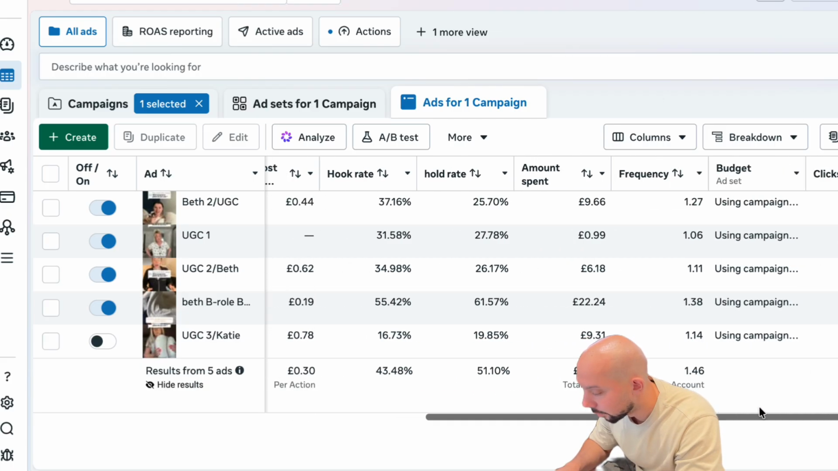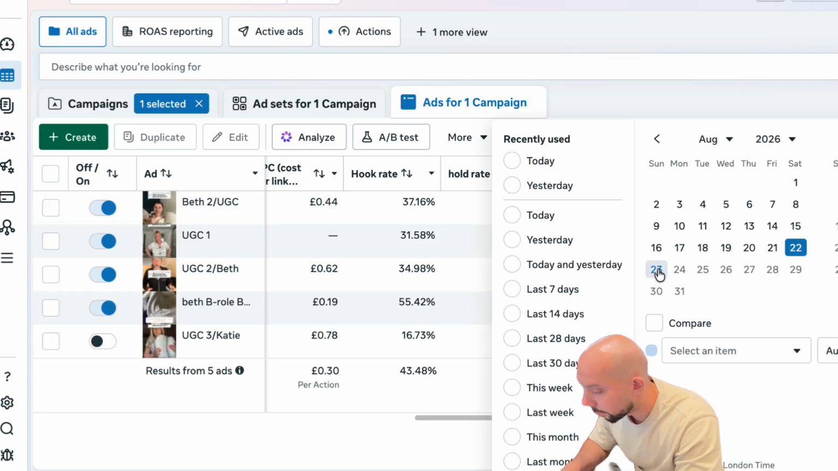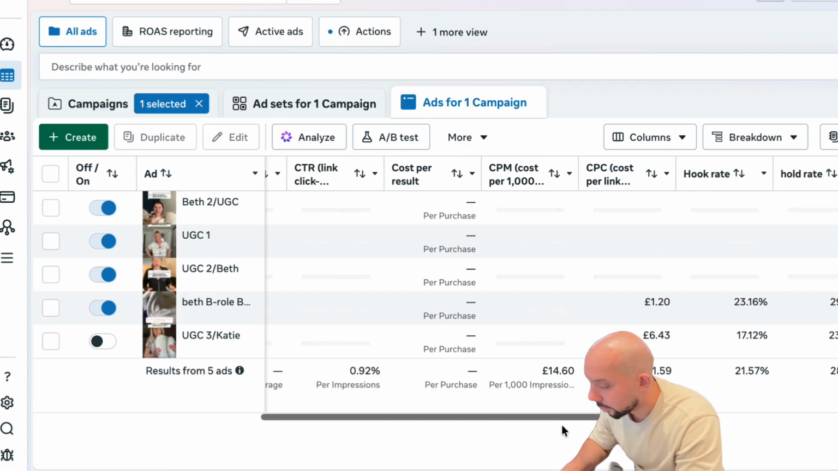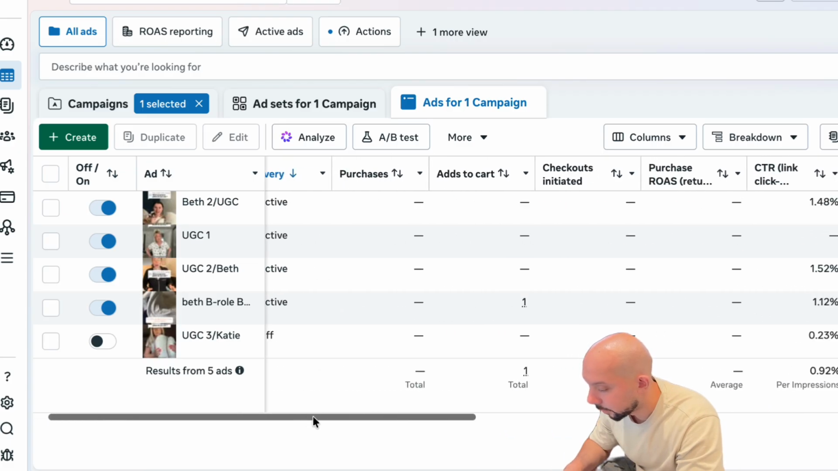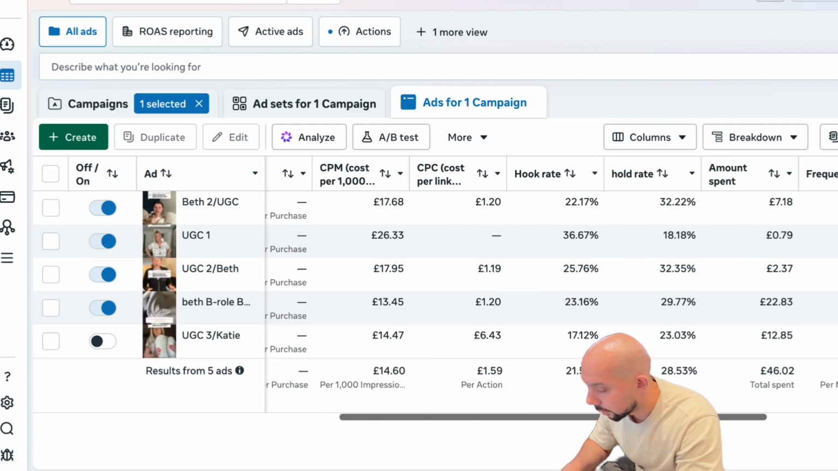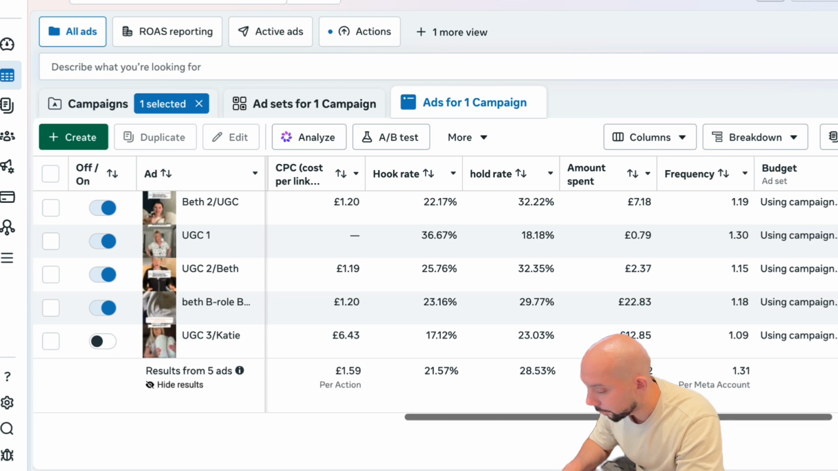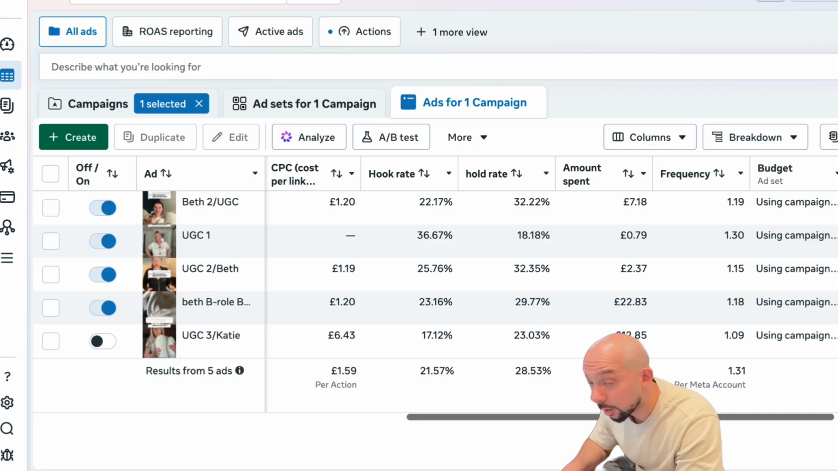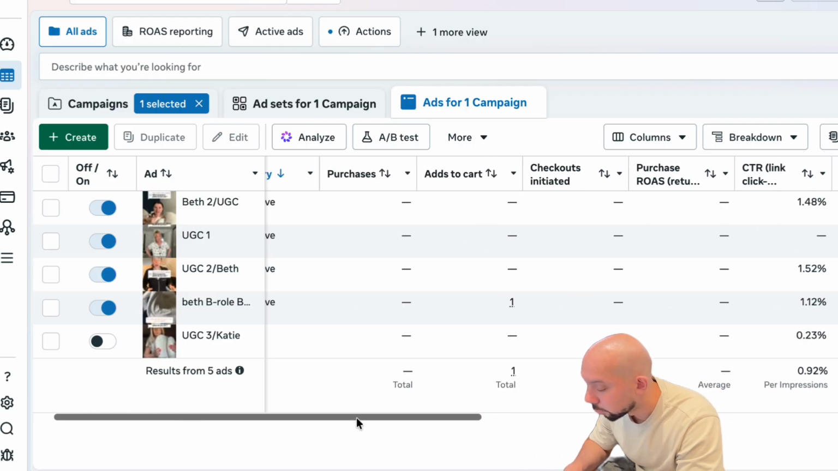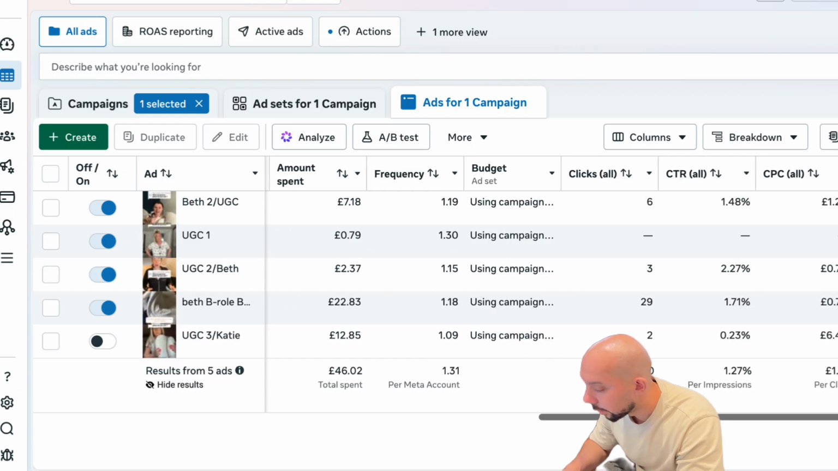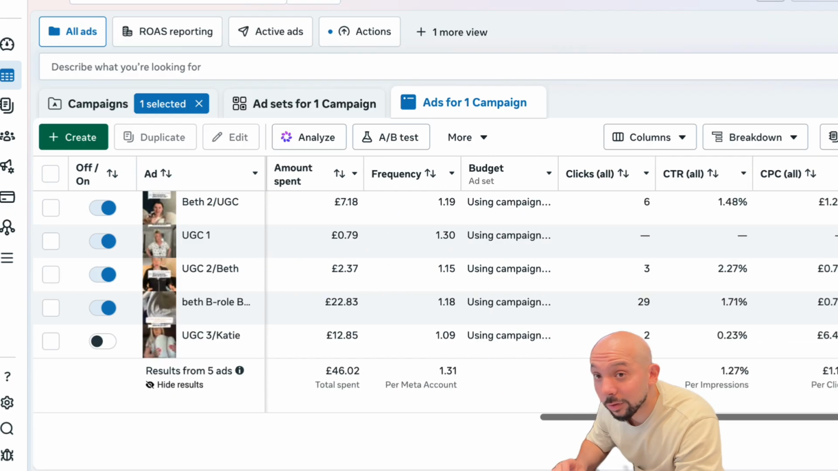So it wasn't profitable, only 1 sale. And then today I haven't seen the data. So today now, we had 1 add to cart, just 1 add to cart, no purchases, so no checkouts at all either. So not great metrics so far, but obviously it's only 2 days.